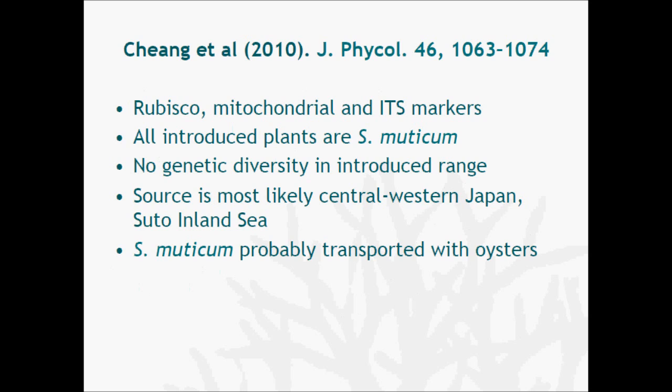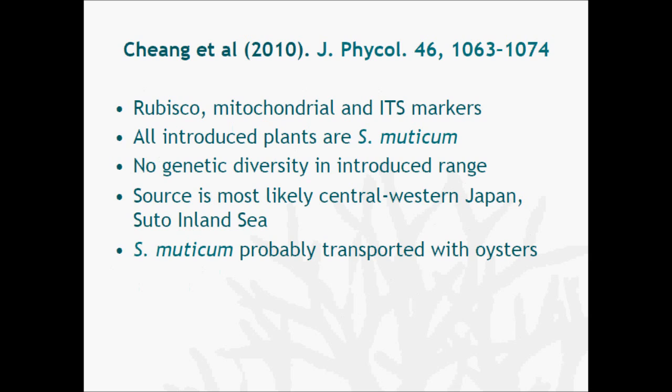Before that, let me tell you about the recent publication in Journal of Ecology that looked at the genetics of this plant. They used Rubisco, mitochondrial, and ETS markers, which are not very good for population genetics because they could not do the microsatellites as we couldn't do. But they came out with important conclusions, meaning that all introduced plants are really Sargassum muticum. This is not clear because at home it's very difficult to distinguish Sargassum muticum from other species. But no, we have Sargassum muticum all over. This is global studies, both in the States and in Europe.